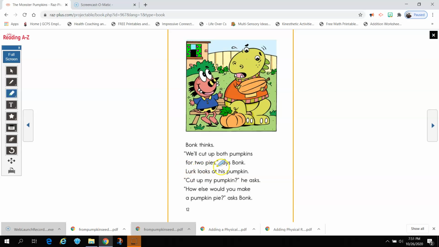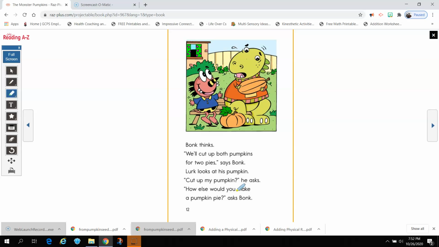And it says, "We'll cut up both pumpkins for 2 pies," says Bonk. That's not Lurk talking. Now look carefully at this one. This is a little tricky because it says Lurk looks at his pumpkin. "Cut up my pumpkin?" he asked. Now here we see the word "he." Is that Lurk or Bonk?